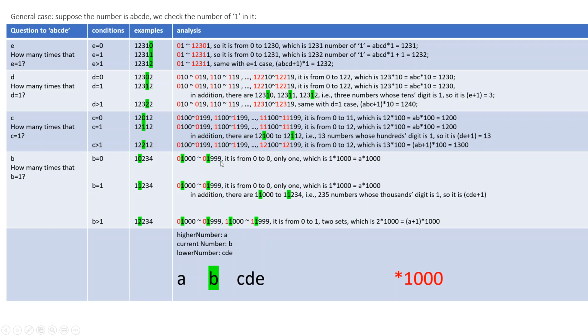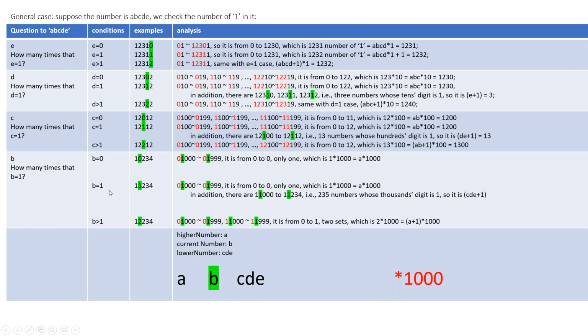So currently the subset is not 100 anymore. It's actually 1000 because we care about the thousand position digit. So when it's C case, it's 100. When it's D case, it's 10. When it's E case, it's actually 1, the subset. So now it's from 1000 to 1999. So there is only one group. We cannot form the 11000 because it's already larger than this input. So we only have one group, one subset. So it means that it's 1 times 1000.